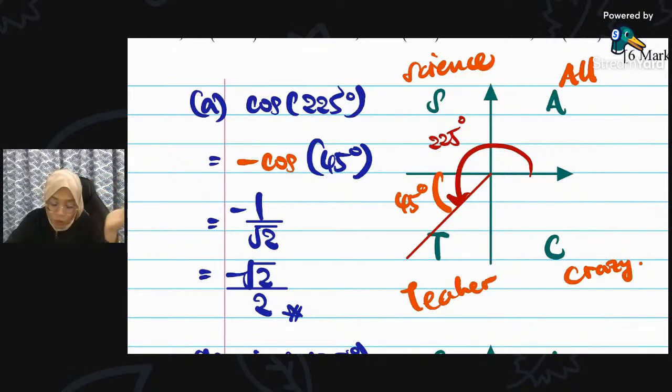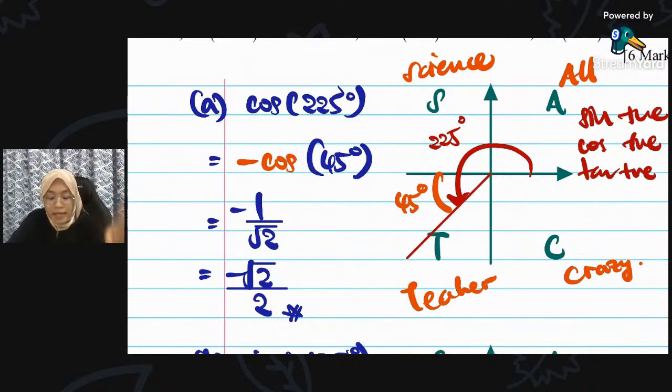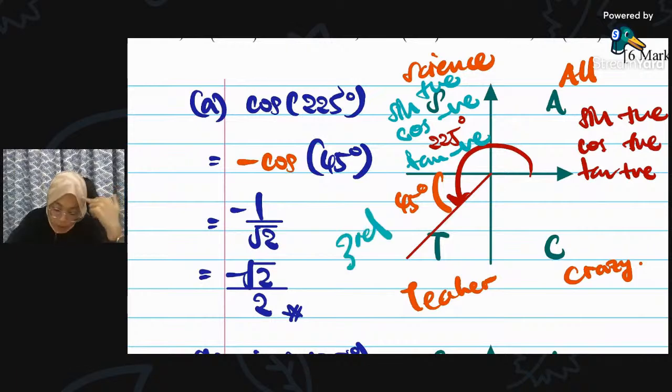nak senang ingat bahawa sini adalah sin sentiasa positif, cos sentiasa positif, tangent sentiasa positif. Tetapi kalau bahagian second quadrant yang hanyalah positif adalah sin sahaja yang positif, manakala cos semua negatif, tangent juga negatif. Okay? Hanya sin je yang positif. So all science teacher ni sebenarnya huruf-huruf yang positif lah. Manakala dekat third quadrant ni pula, tangent je yang positif. Tangent je. Okay, yang positif.